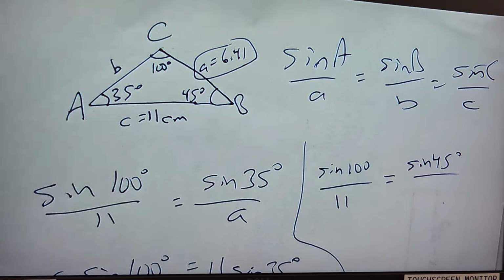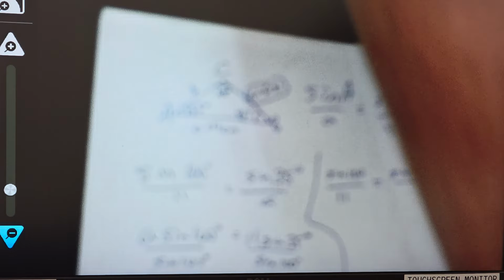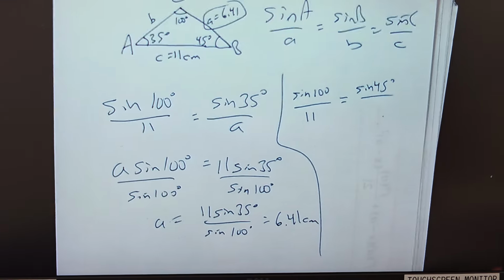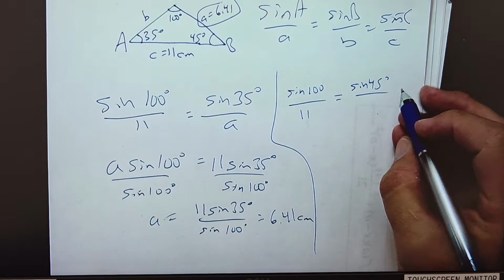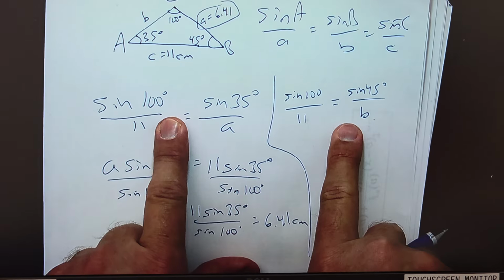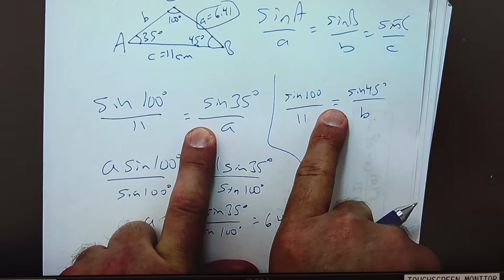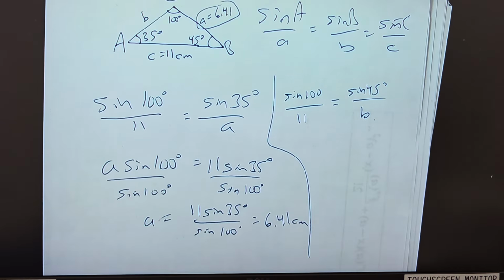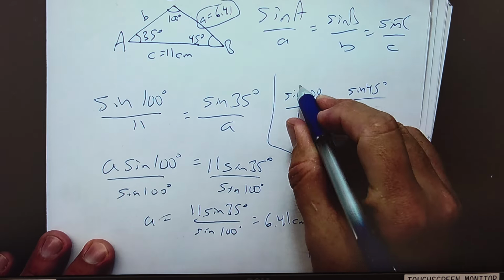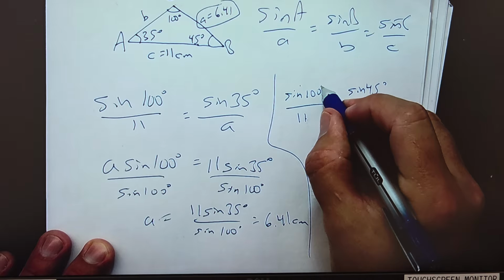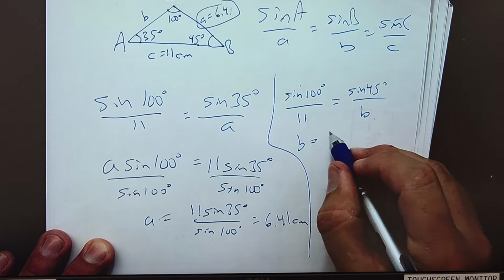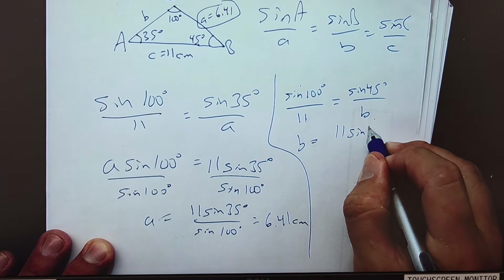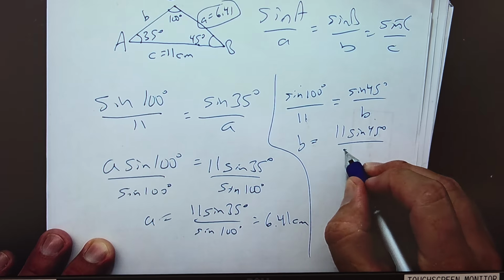Same work, yes? In fact, you guys could have picked this to do first. So who cares, whichever one you do first. Let's do the other one second. So now, if I kind of cut to the chase here, I would multiply the b up, multiply the 11 up, divide the sine 100 down. I would get 11 sine 45 divided by sine of 100.